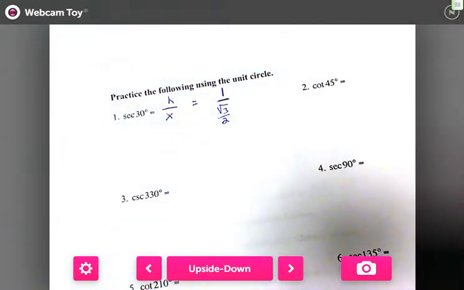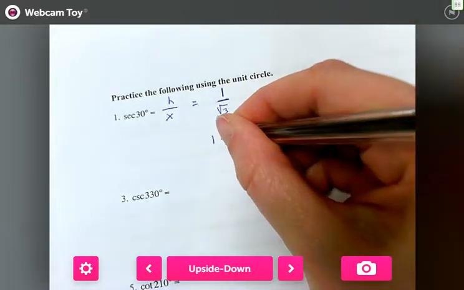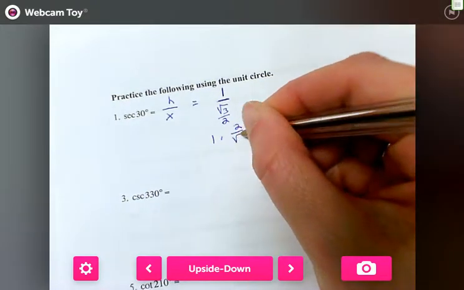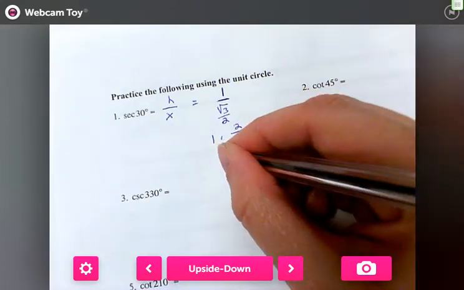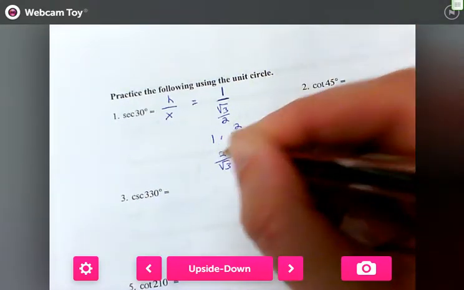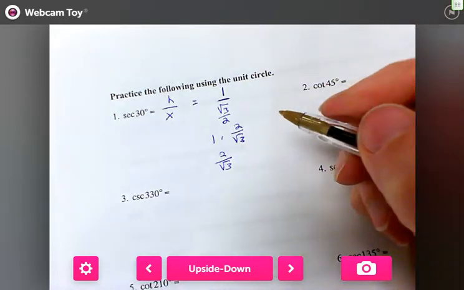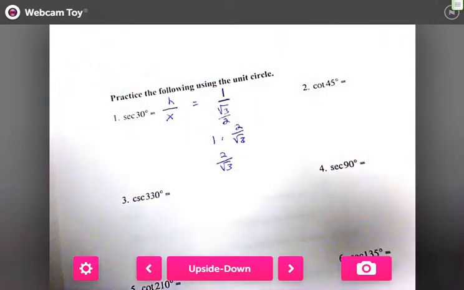So remember, I need to do what to this? It's being divided, 1 divided by square root 3 over 2. So when I have a fraction, what do I do with that bottom one? I flip it and multiply. Okay, so 1 times 2 over the square root of 3 is just 2 over square root 3, correct? How do I get that square root 3 off the bottom? I'm going to multiply the top and bottom by the square root of 3.